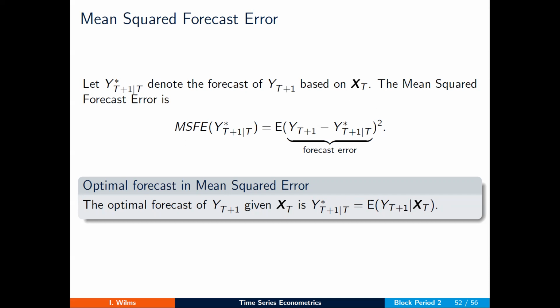Now we can show that the best possible forecast for Y at time point T plus 1, taking all information until time point capital T into account, is given by this conditional expected value of YT plus 1, where we make use of all information available until time point capital T, as collected here in this XT.